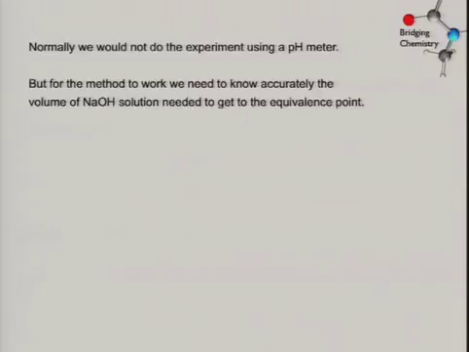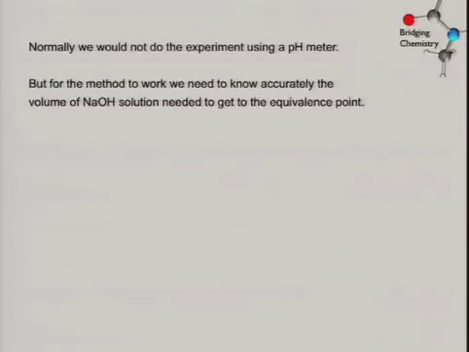If you do it with a pH meter, then you have to do the entire titration, get the whole curve, then go back and find the equivalence point and do the calculation from there. But normally we don't use a pH meter. But if we don't, we still need to know accurately where the equivalence point is. We need to know how much hydroxide we have to add to get to the equivalence point.